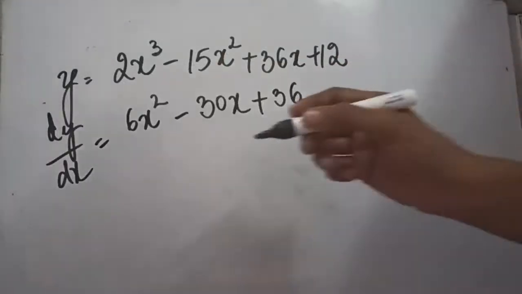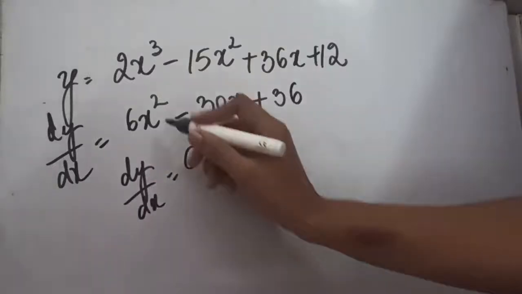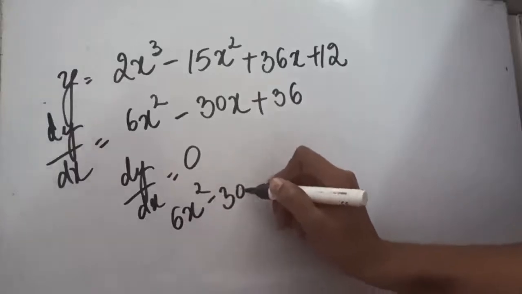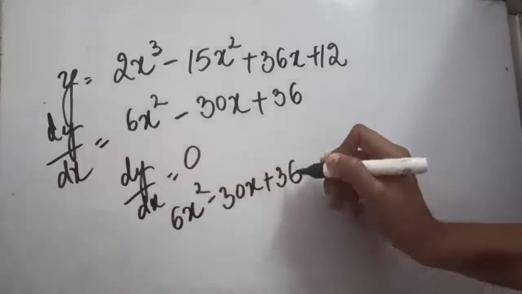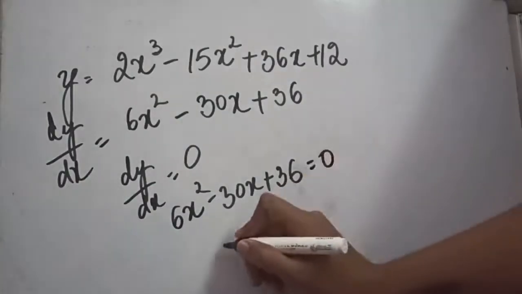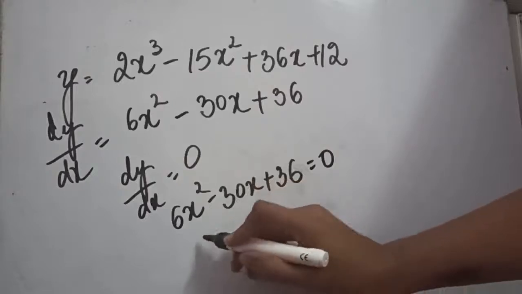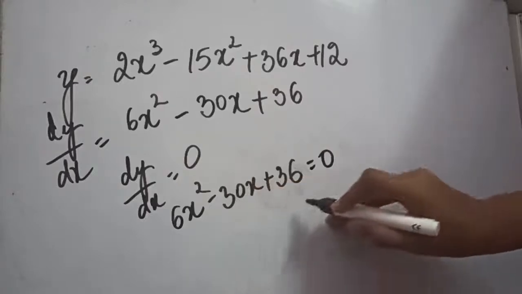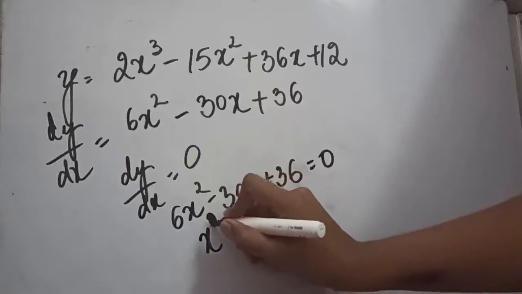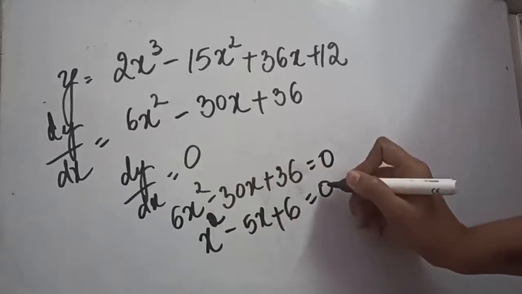Now step number 3 was to put dy upon dx equal to 0. So 6x square minus 30x plus 36 will be equal to 0. From here we will calculate the value of x. If you look at this, we can take 6 common to ease our calculations. So if we take 6 common, it will be x square minus 5x plus 6 equals 0.